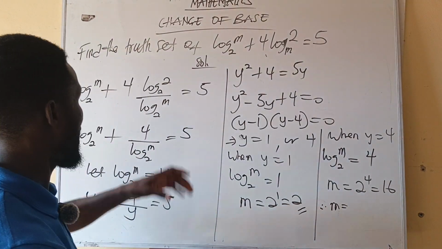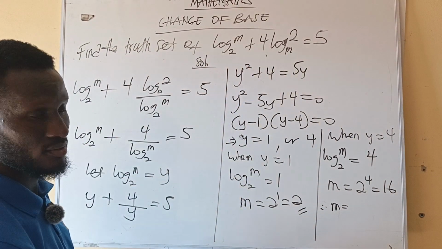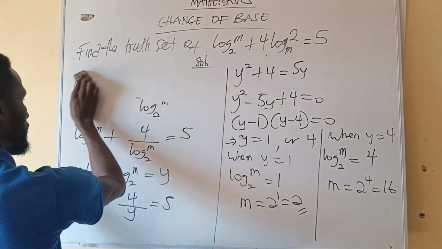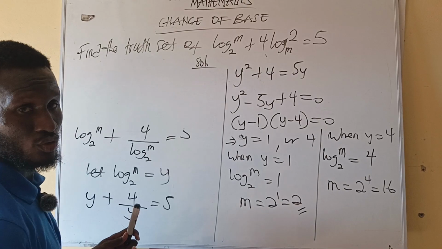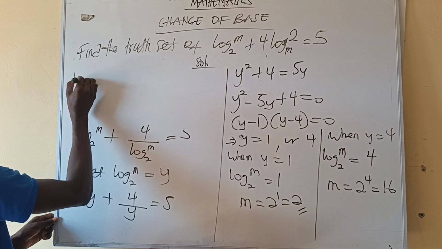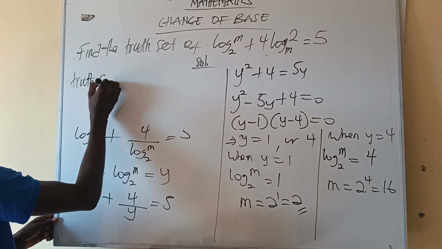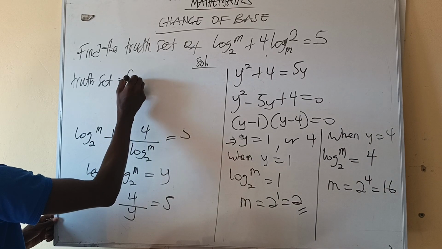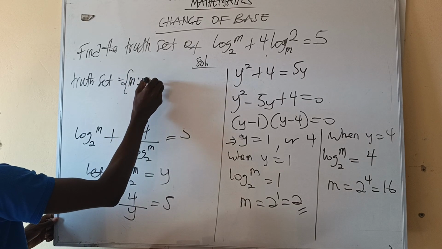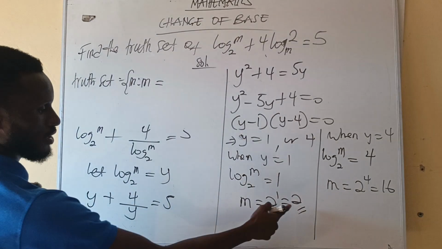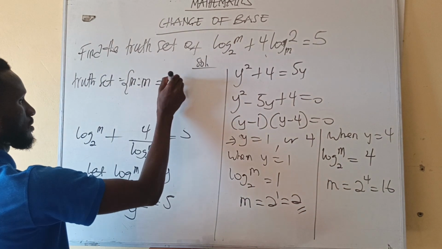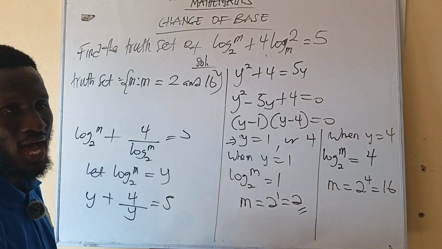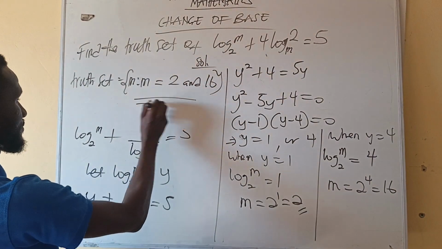I am supposed to write the truth set for this. For the truth set, I need to define m. So the truth set is m equal to 2 and 16. This is how we write the truth set.